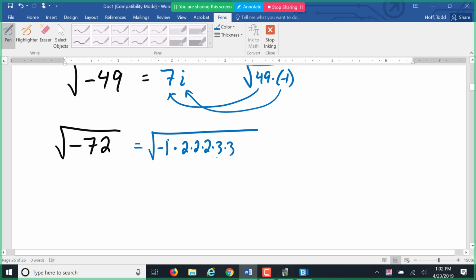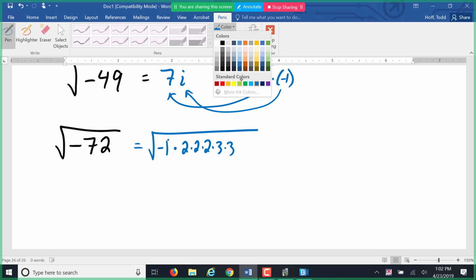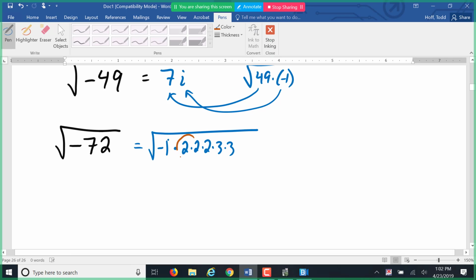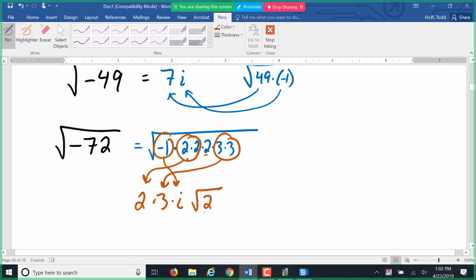2 times 2 times 2 times 3 times 3. And now we can pull numbers out. Take out a pair of 2's to give me a 2. Take out a pair of 3's to give me a 3. The square root of the negative 1 is going to be i. And I still have that 2 inside the square root. 2 times 3 is 6. So that's 6i times the square root of 2.